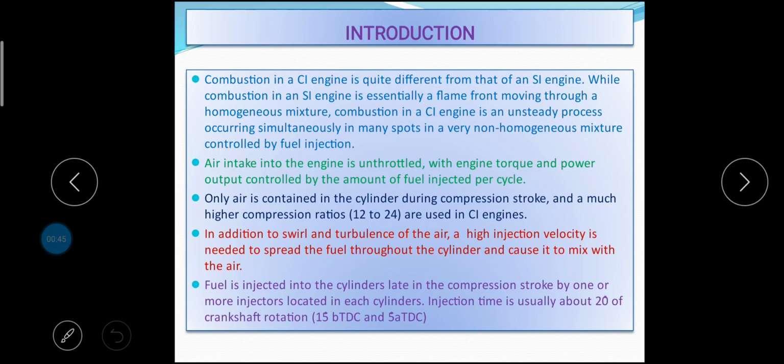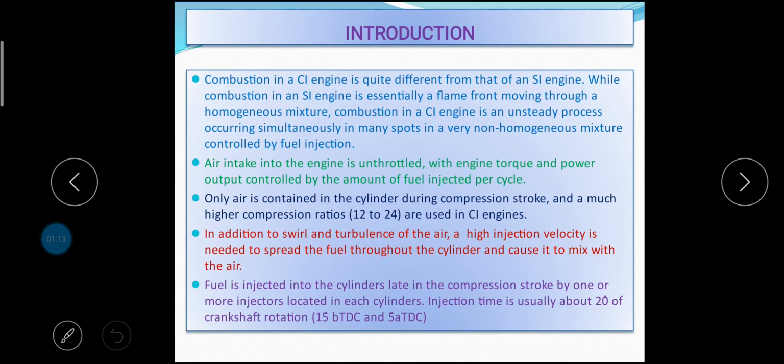Combustion in a CI engine is quite different from that of a spark ignition engine. While combustion in a spark ignition engine is essentially a flame front moving through a homogeneous mixture, combustion in a CI engine is an unsteady process occurring simultaneously in many spots in a very non-homogeneous mixture controlled by fuel injection.